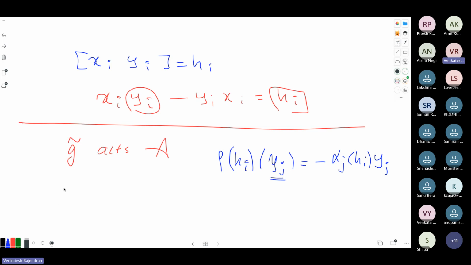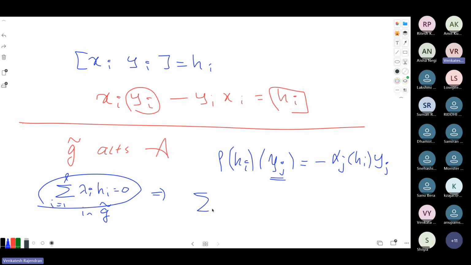So now if there is some relation among these Hi, let's call it summation lambda i Hi is 0. So this is happening in G tilde. Because this relation is true inside G tilde, when you apply rho, then summation lambda i rho of Hi should also be true. But then you can apply it on Yj. So like I said, you can fix one vector and then keep applying. Same thing you are doing. So now if you apply it on that vector, then you get summation lambda i rho of Hi on Yj is 0.